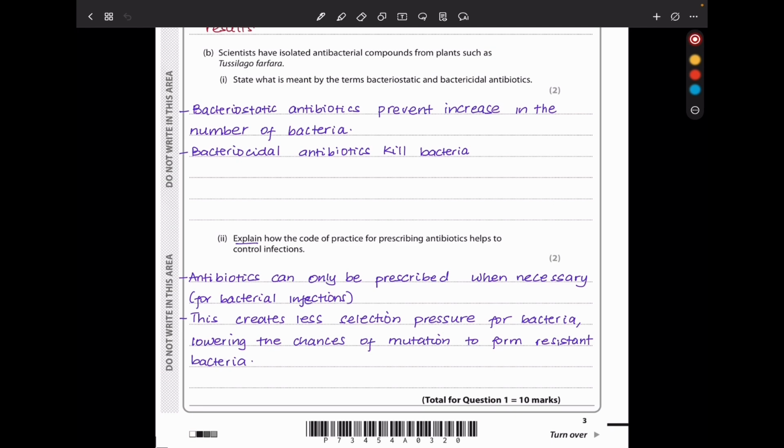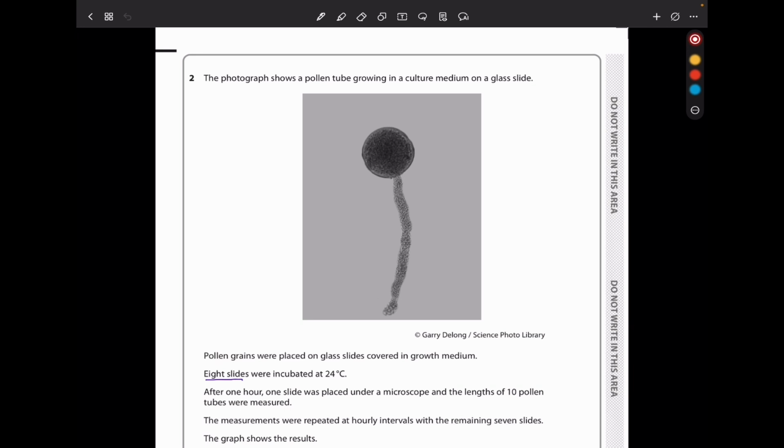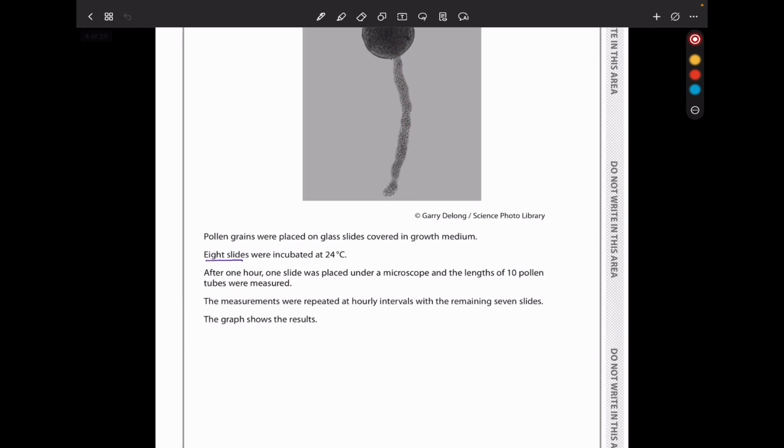So this brings us to the end of question 1. Let's continue to question 2. In question 2, the photograph shows a pollen tube growing in a culture medium. So this is the pollen tube. And down here they say pollen grains were placed on glass slides covered in growth medium.